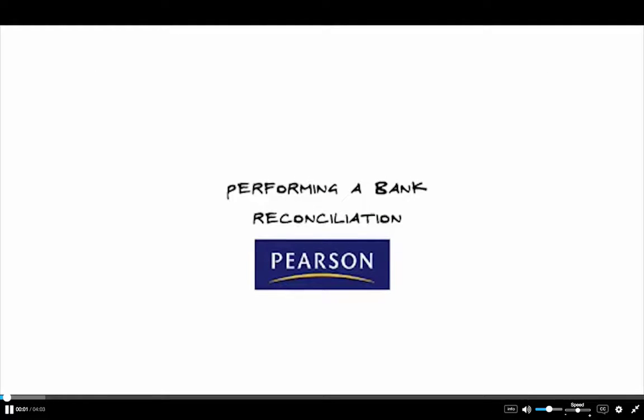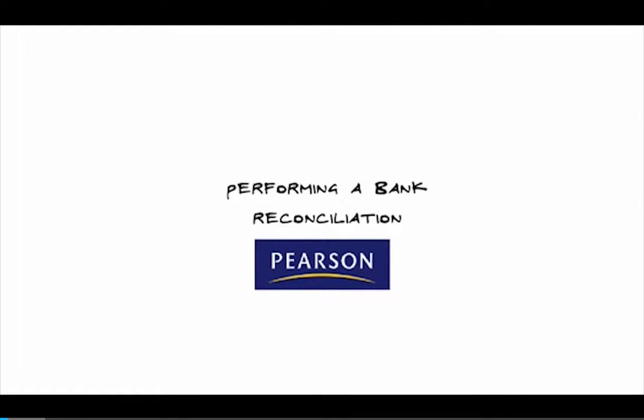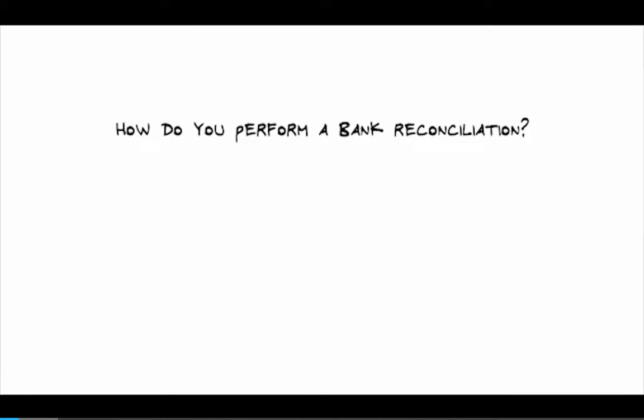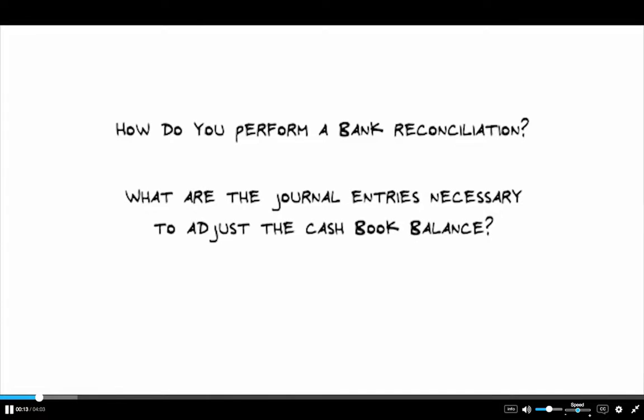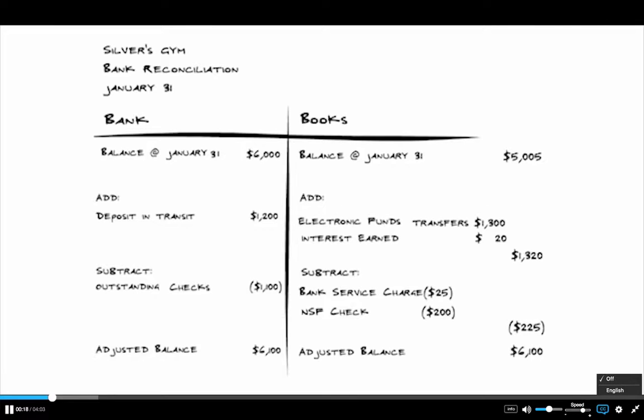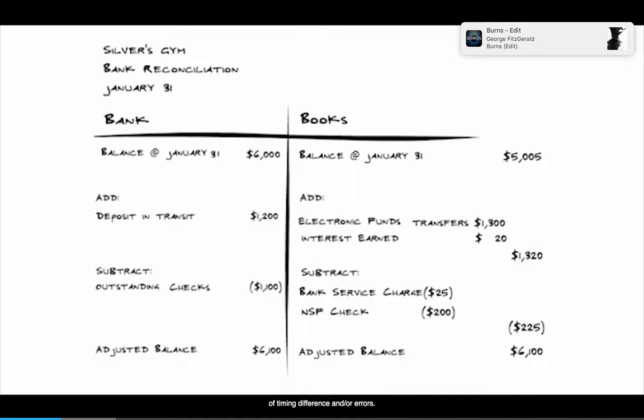Now we'll go through the steps in performing a simple bank reconciliation and the associated journal entries. How to perform a bank reconciliation. What are the journal entries necessary to adjust the cash book balance? Recall that the difference between book and bank cash balances are the result of timing difference and/or errors.